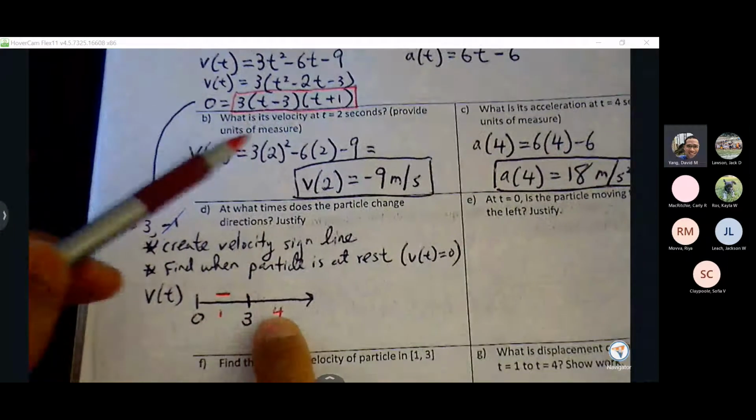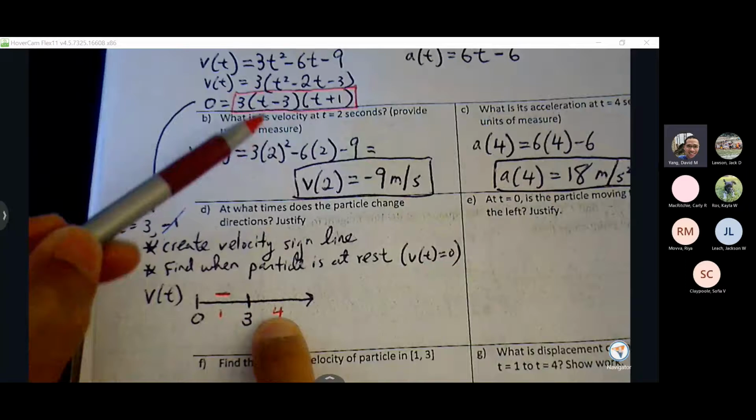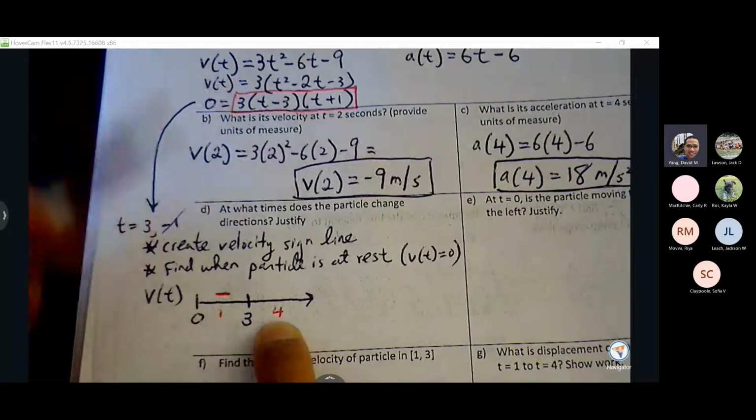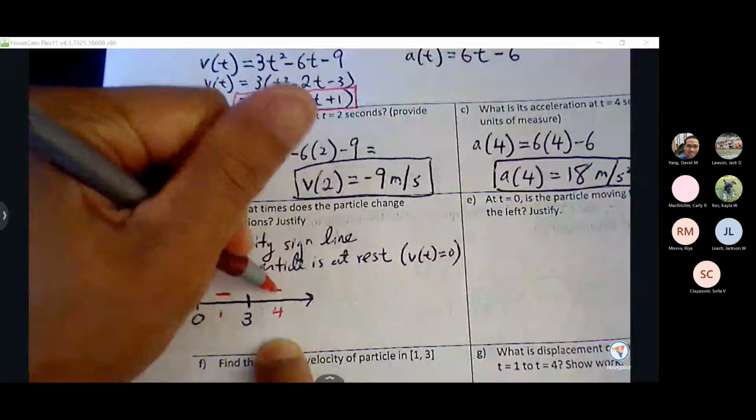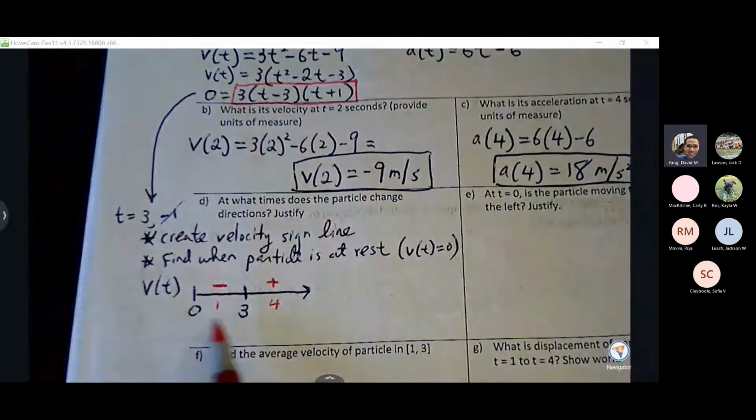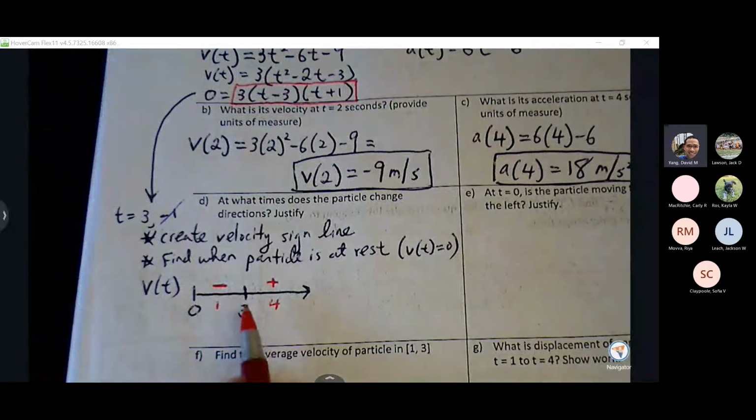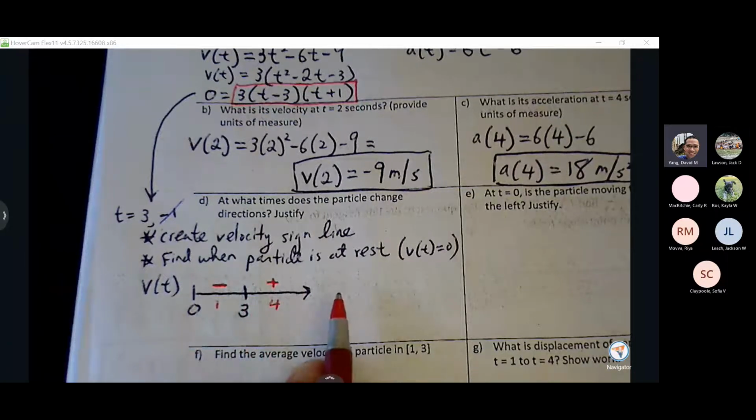All right, 4 in for t. 4 minus 3 is positive. 4 plus 1 is positive. So this object is going to end up turning around at 3. It's going to stop at 3, turn around, and move to the right continually.